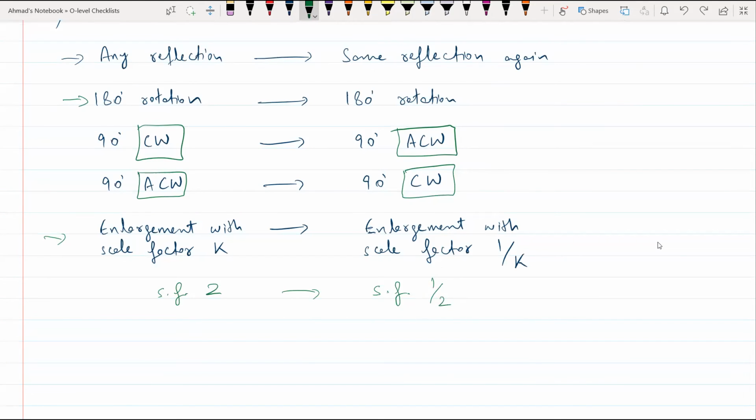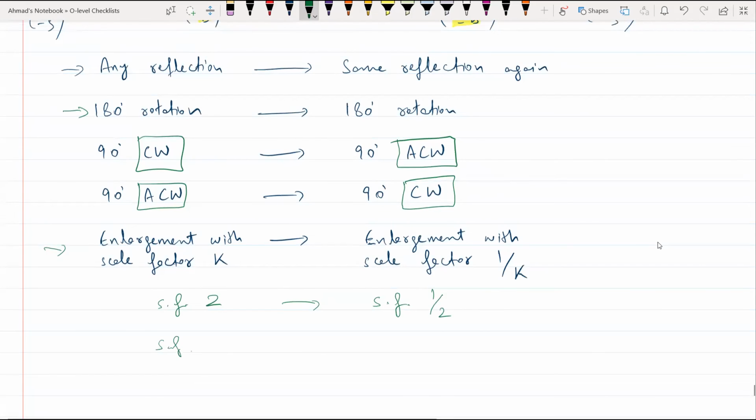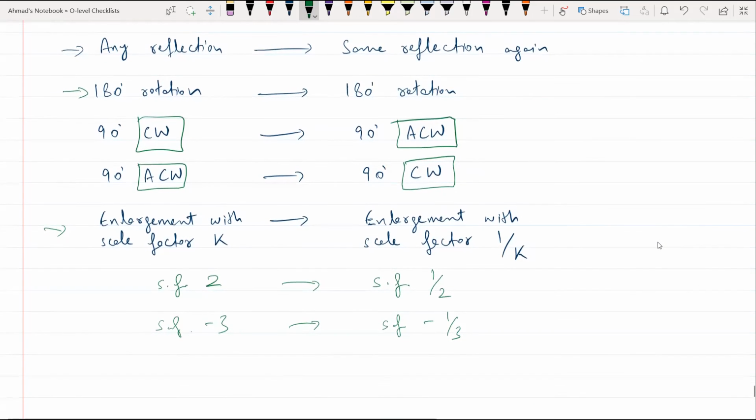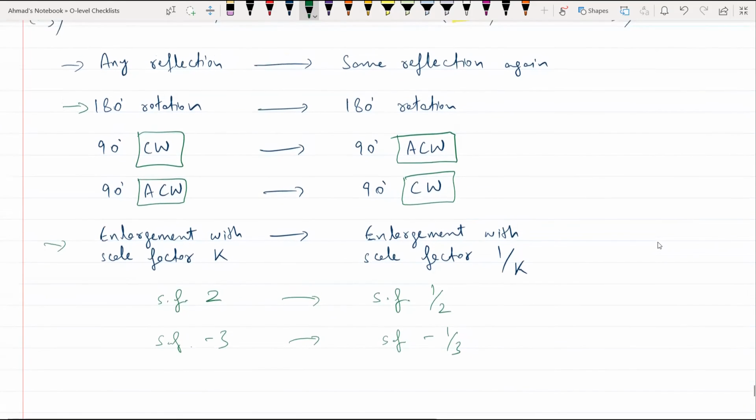So your inverse will be like this. अगर आपके scale factor initially let's say -3 था, उसका inverse क्या होएगा, उसका inverse होएगा -1 over 3. उसका reciprocal कर देंगे, that will be your inverse. Okay, so that's all about enlargement. I hope this was helpful.